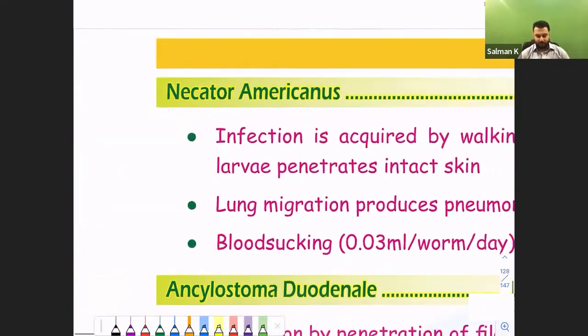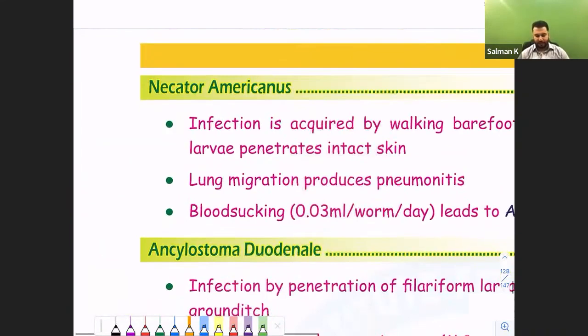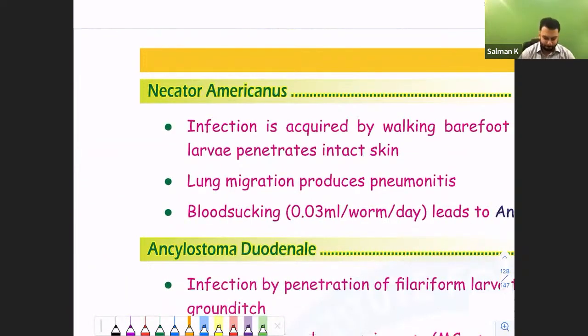Last and the final, Necator and Ancylostoma. Both of them are called hookworms. Why did they gain their name like that? Hookworms. They hook onto the RBC, thus they suck the iron out of it, as I told you. That's why they are simply called the hookworms.